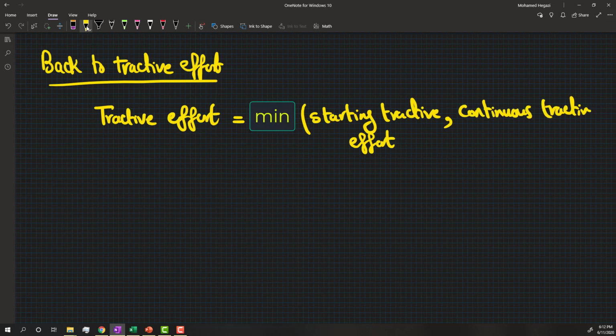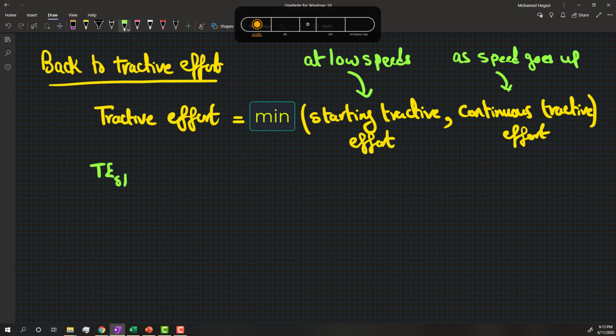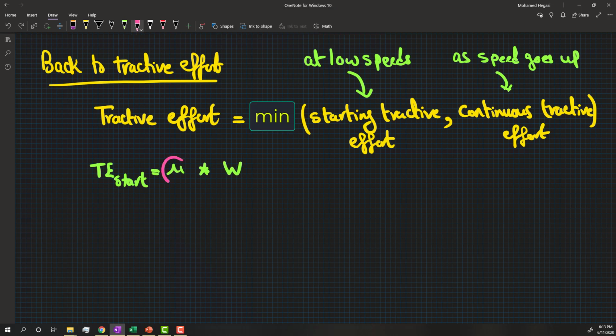So let's explain that. The starting tractive effort is the tractive effort generated by a locomotive even before it starts moving, at very low speeds, before it starts picking up speed. And in that region of operation, the tractive effort is solely dependent on the adhesion coefficient, or the friction coefficient, and the weight of the locomotive on its axles, and is independent of the engine horsepower.